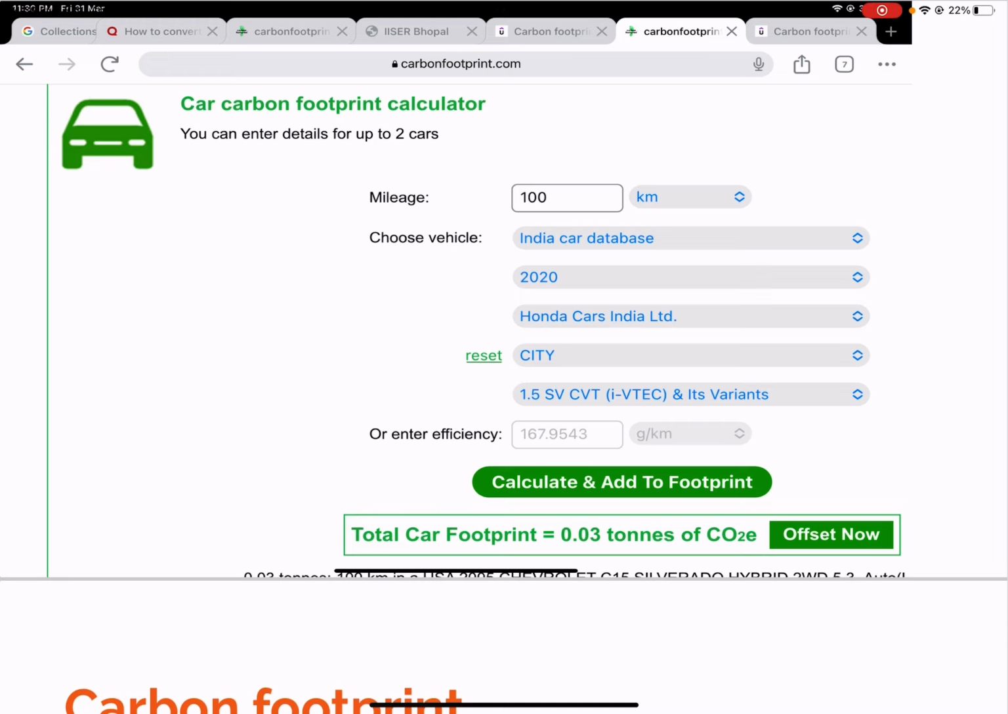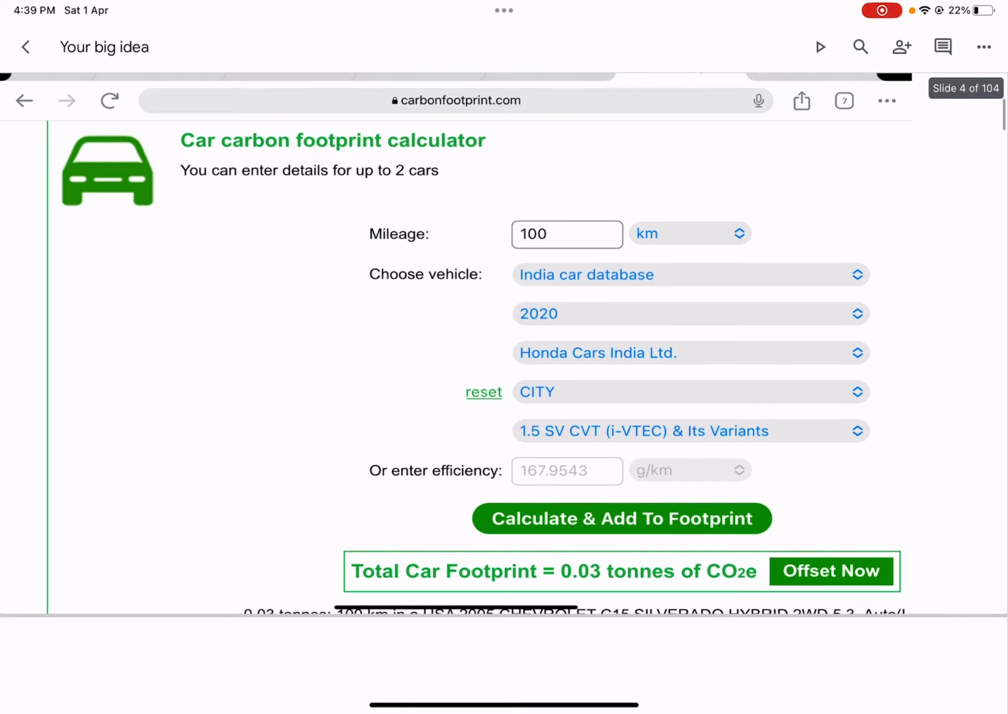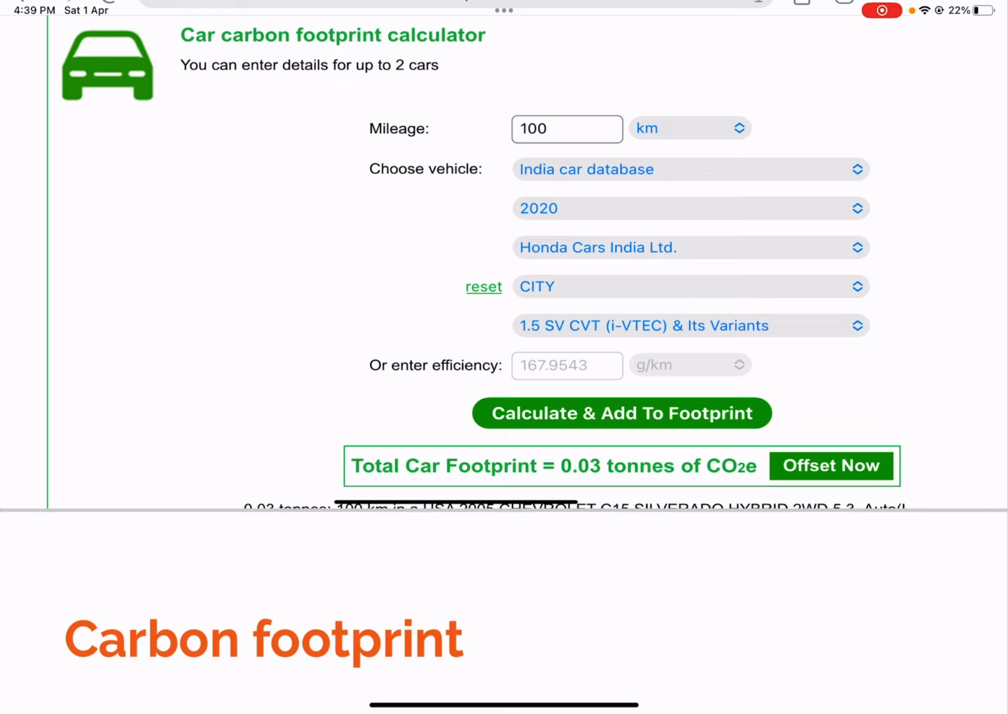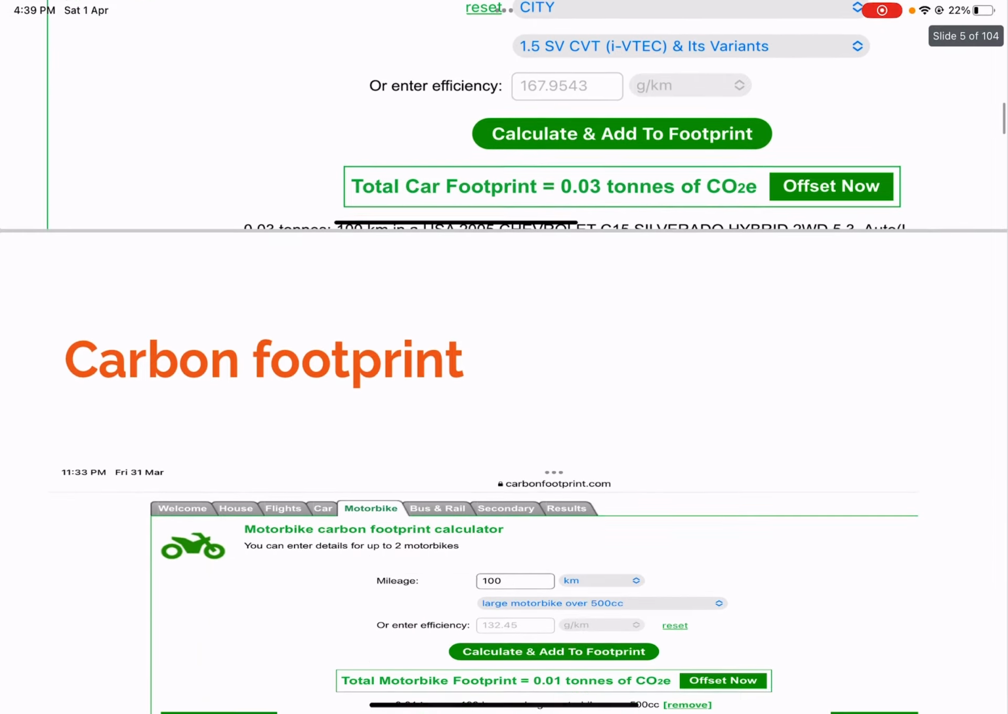Or if you don't want to have that much information from the user, you can straight away ask for the efficiency of that vehicle, and then use the emission factor for that fuel, and you can calculate the carbon footprint. So there are a number of ways of arriving at the carbon footprint from car travel, right? So this example gives you a typical way of asking the user about the car information, about the travel distance traveled, and the vehicle details.